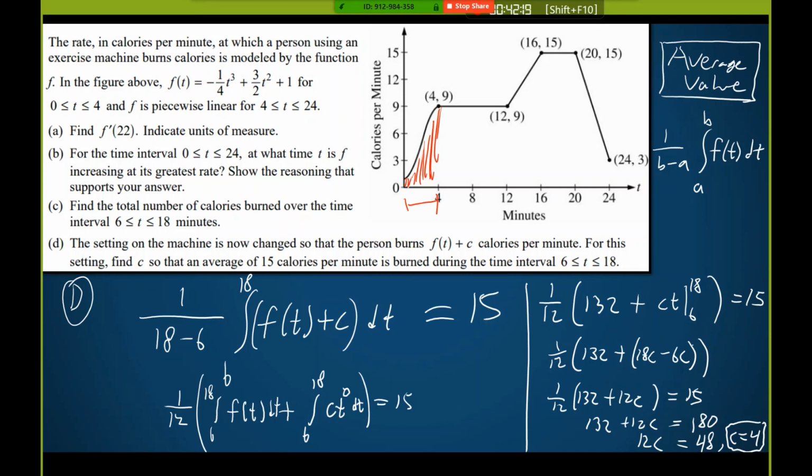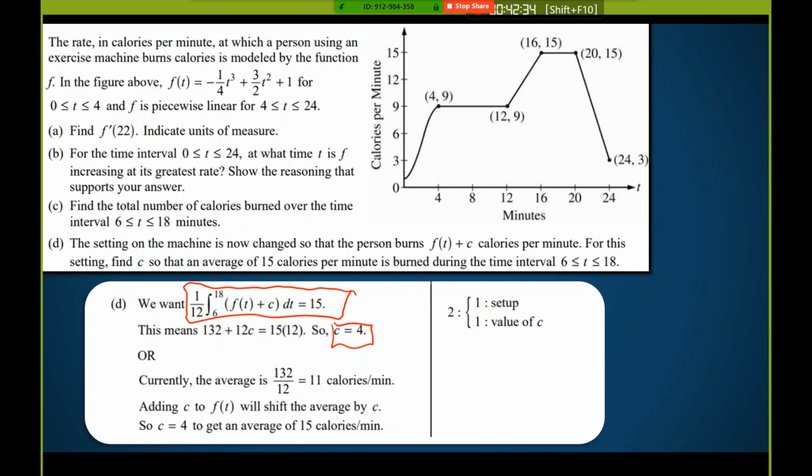Okay, here's our scoring guide. So we've got 2 points, 1 point for our setup, so that would be our average value equation set equal to 15. And then 1 point for solving for the value of c, which is 4. Any questions on what we did here?